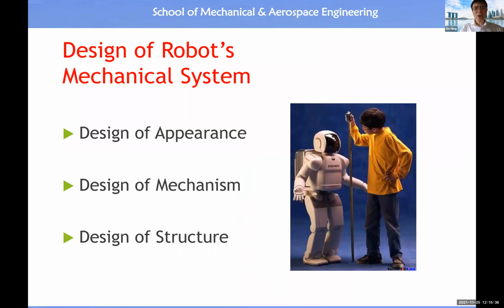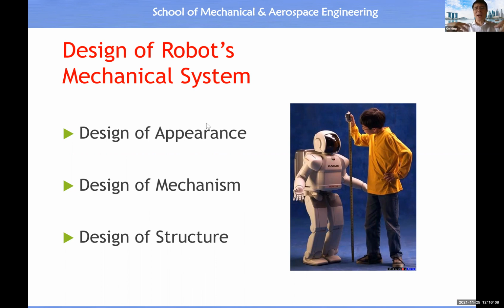Okay, then what should be the key consideration when you enter into the design of a mechanic system, control system, programming system, etc. For mechanic system design, these are the key considerations: appearance design, mechanism design, and structure design. For industrial robot, appearance is not important, so you just focus on mechanism and structure. For service robot, appearance is extremely important, so you should start with appearance design.